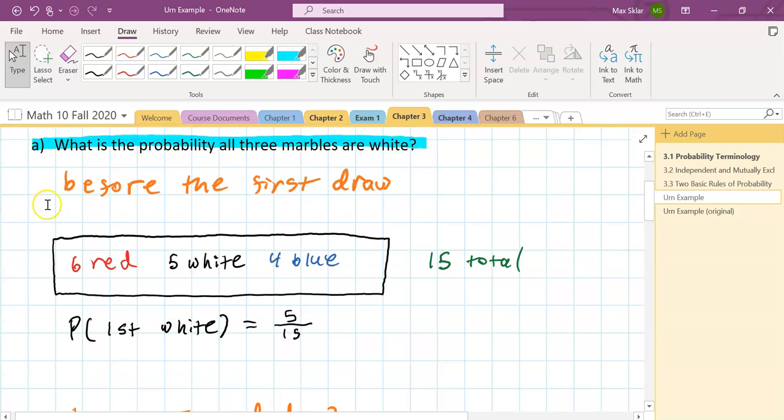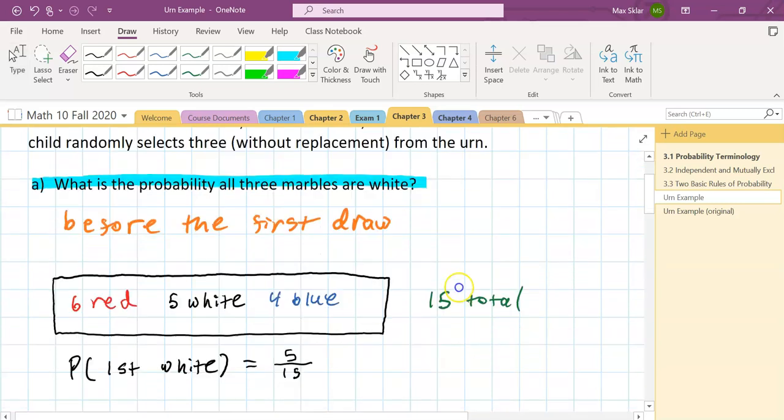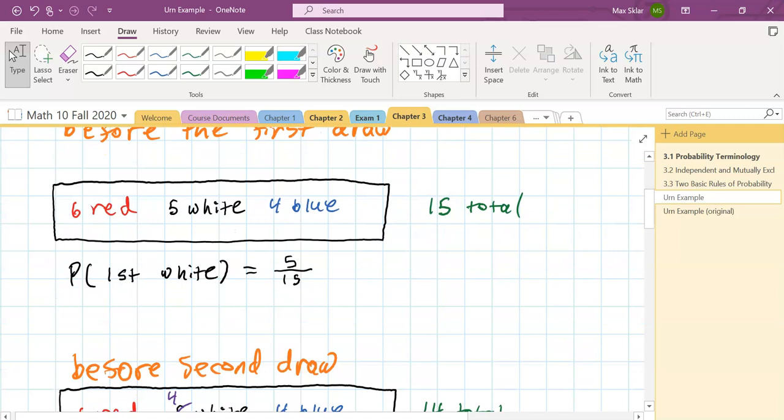Before the first draw, let's consider the urn, and here I'm drawing the urn as a box. The urn contains 6 red marbles, 5 white marbles, and 4 blue marbles. That's 15 total. So if we're going to reach in and draw, instead of drawing 3 marbles all at once, let's draw them one at a time. We're just not going to put them back in the urn. So when the first marble is drawn, the probability that the first marble is a white marble is going to be 5 out of 15. 5 white marbles out of 15 marbles total.